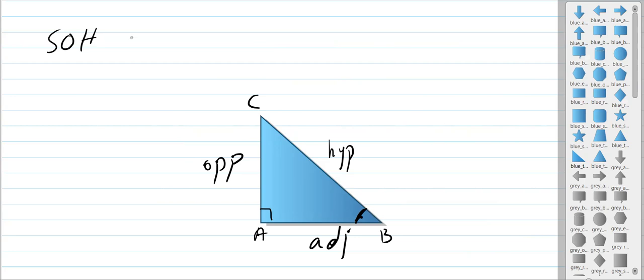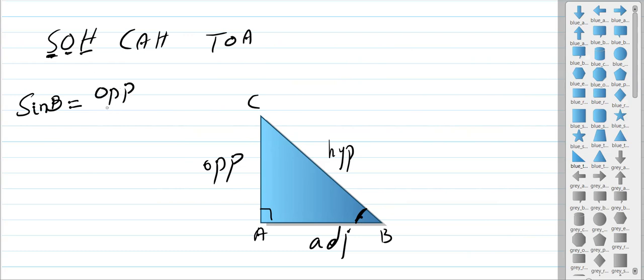SOH CAH TOA. The first letter S is for the sine of the angle you are using. For example, I'm using the angle B, so I will say sine of B will be equal to O for opposite, divided by H for hypotenuse. So always sine of the angle will be equal to opposite over hypotenuse.